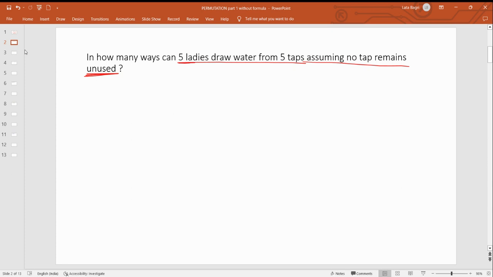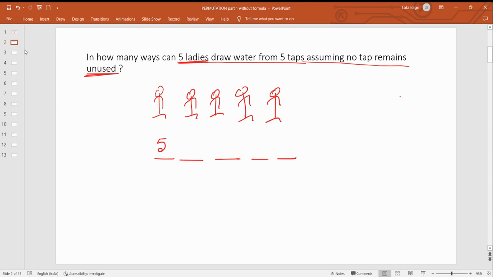Okay, so now look at this. Five ladies. Let's draw five ladies. Just for your understanding, you don't have to actually do it in your exam. You have to write statements. So the five ladies have to draw water from five taps. So the first lady can draw water in five ways because there are five taps. The first lady can draw water from any tap. So the total number of ways is five. See, if you have five chocolates, then the total number of ways you can select one chocolate is five because there are five chocolates, you can select any.